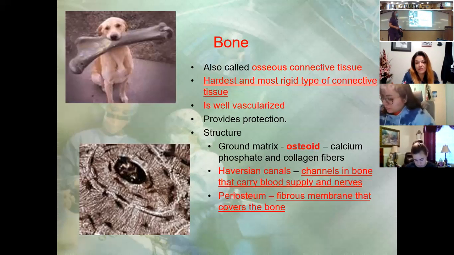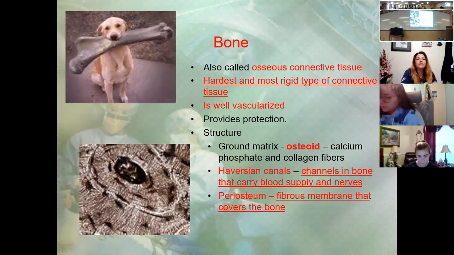So our bones, the medical term for bone, osteo. We have all of these little channels. I mean, again, when we look at a bone, it looks just like a kind of a.